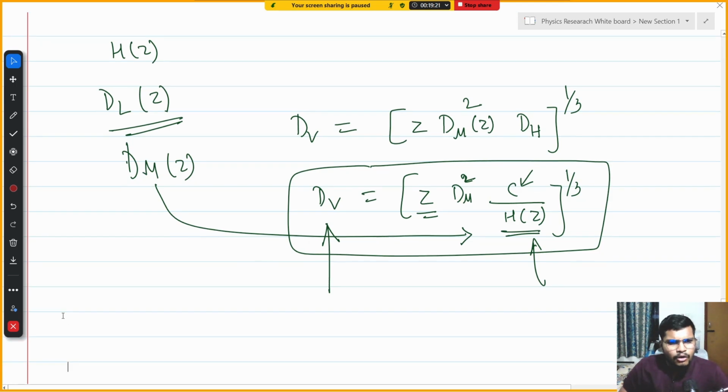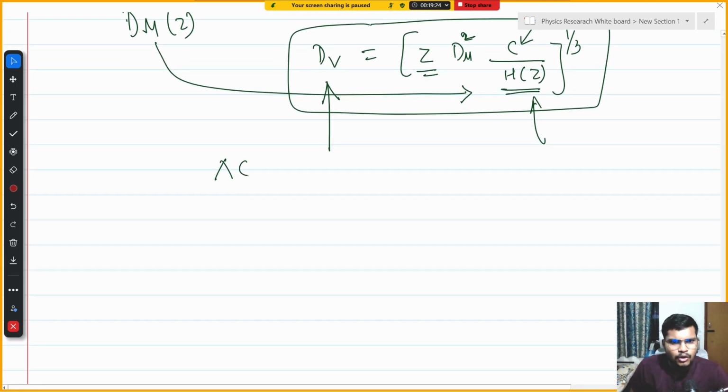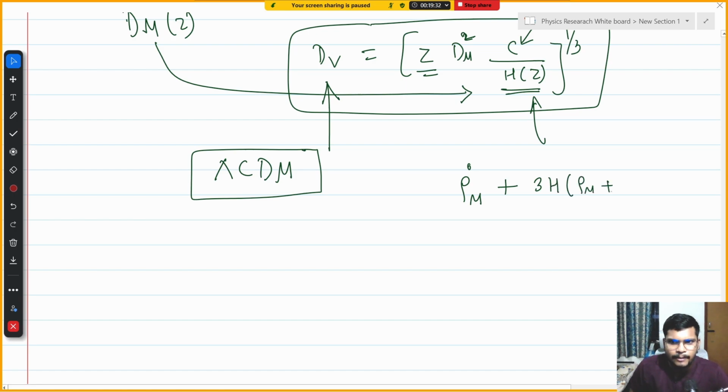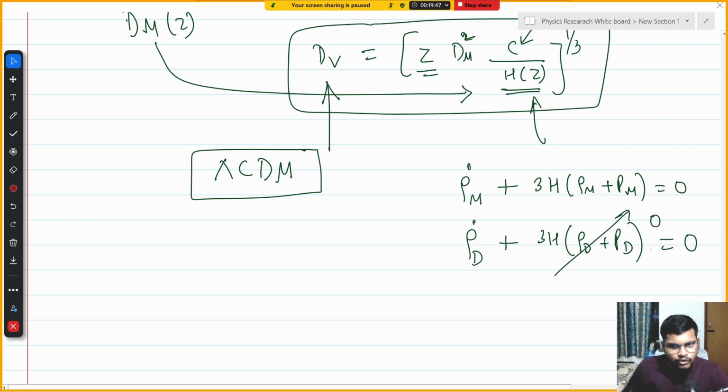All right. Now, when you understand these things, first of all, how does my code look? If I consider the LambdaCDM model, these are the basic quantities that you require: rho m dot plus 3H(rho m plus pm) is equal to 0, and rho d dot plus 3H(rho d plus pd) is equal to 0. In the LambdaCDM model, pd is equal to minus rho d, so this will vanish. But for now I'm not going to make it vanish, because you can have many models. Let us say you can have wCDM models, maybe there are different parameterizations, let us say w0 plus wa into 1 minus a, or 1 by 1 plus z, and so on. Whatever kind of model you can have, right?